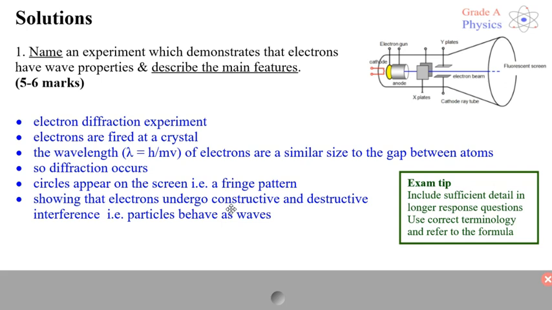So, exam tip, include lots of detail. Always useful to make reference to a formula and use the correct terminology. And this is a bit of a synoptic type question because we're referring back to the work we did in waves, so fringe pattern, constructive, destructive interference, wavelength, and so on.